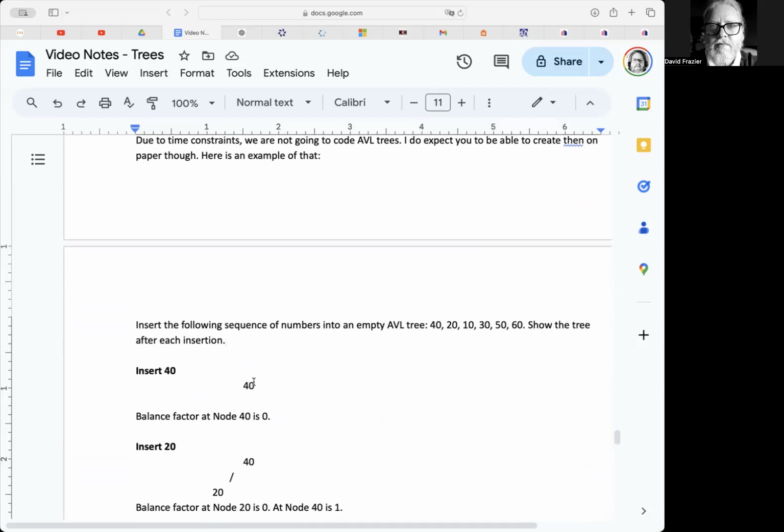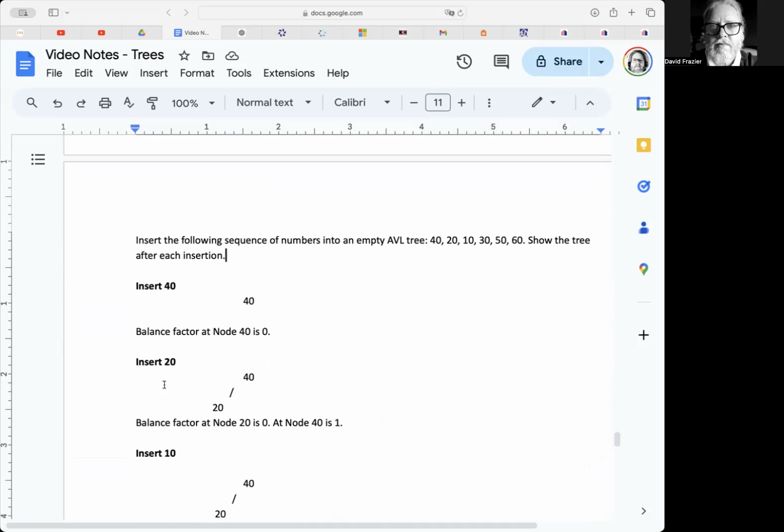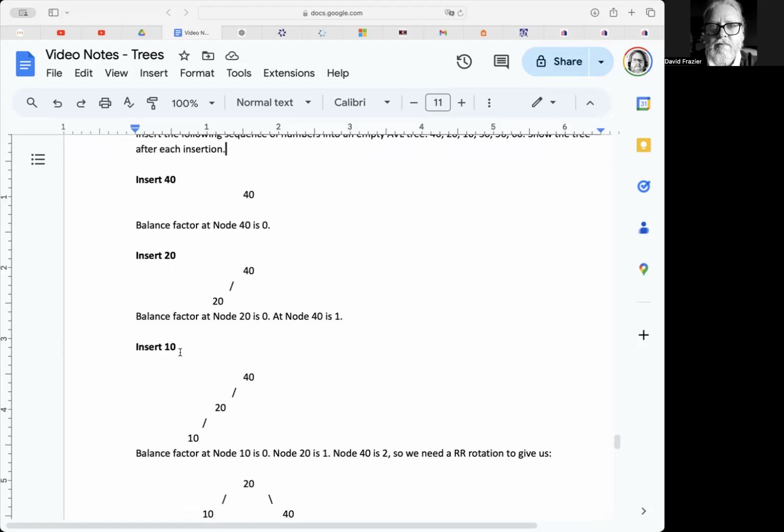So when we insert 40, we get a 40. The balance factor of 40 is 0. No problem. Okay. We insert a 20. The balance factor at 20 is 0. We go up the tree, and the balance factor at node 40 is 1. Life's still good. Okay.